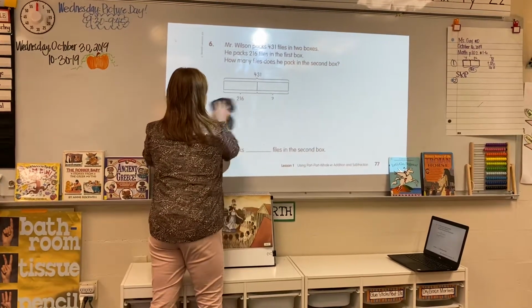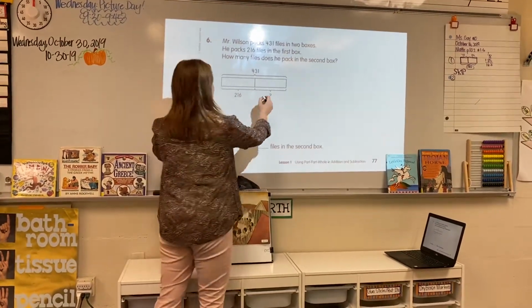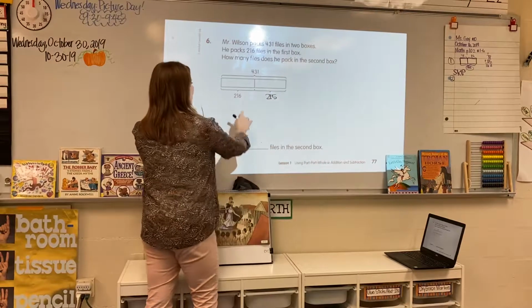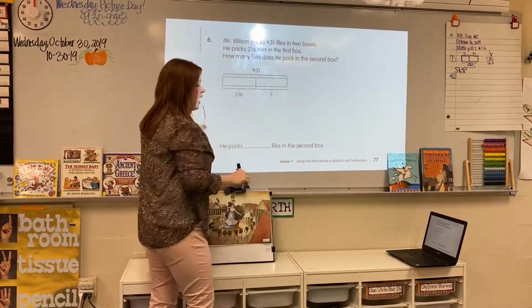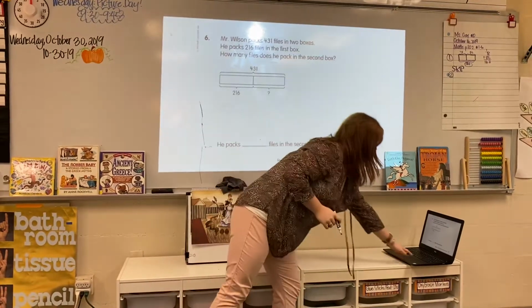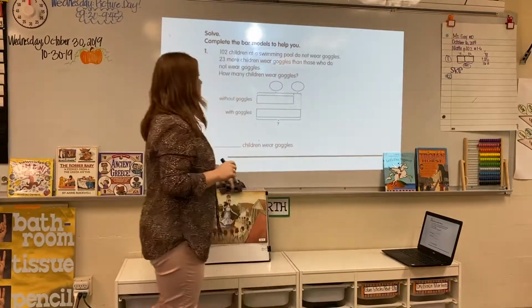And again, I can use the inverse operation. Whenever I find out that this is 215, I can add 216 plus 215 to get 431. So if you hear your child saying inverse operation, that's what we're looking for. It's just the opposite operation.